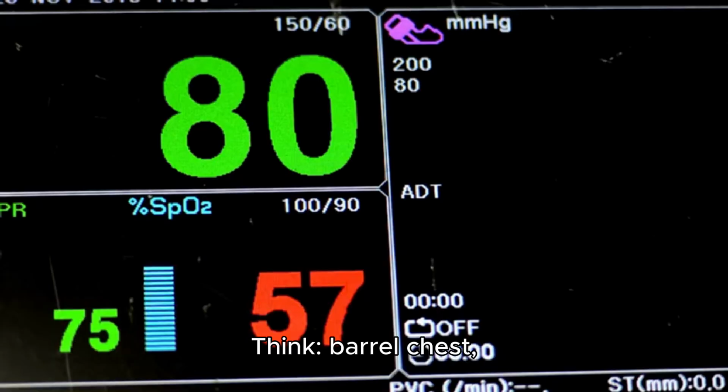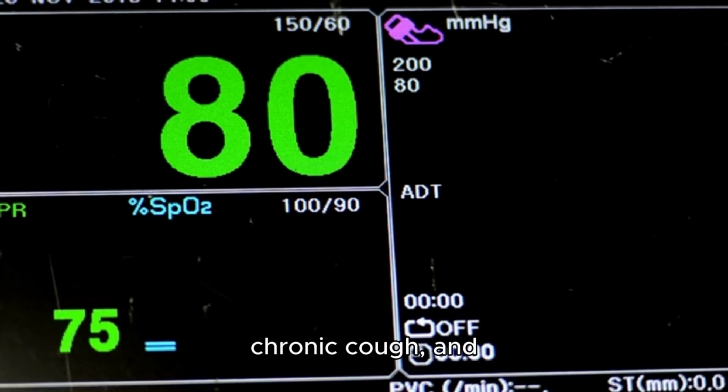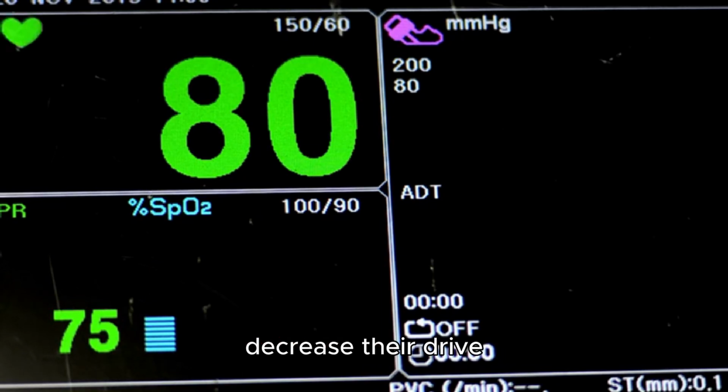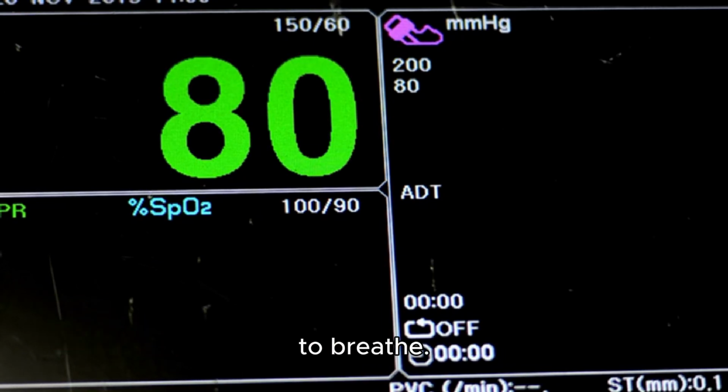COPD includes chronic bronchitis and emphysema. Think barrel chest, chronic cough, and low SpO2. Keep oxygen at 88 to 92%. Too much can decrease their drive to breathe.